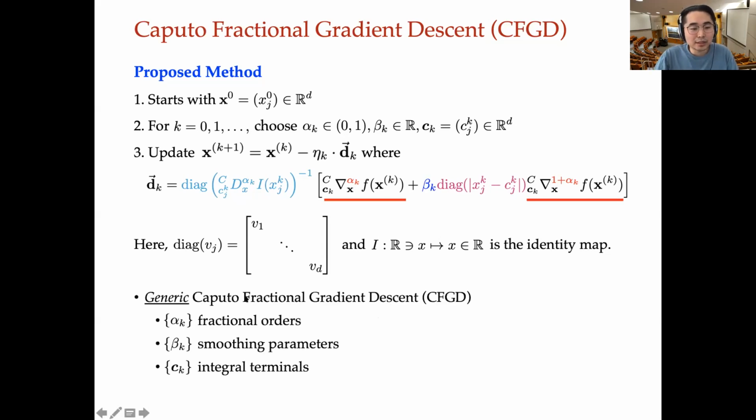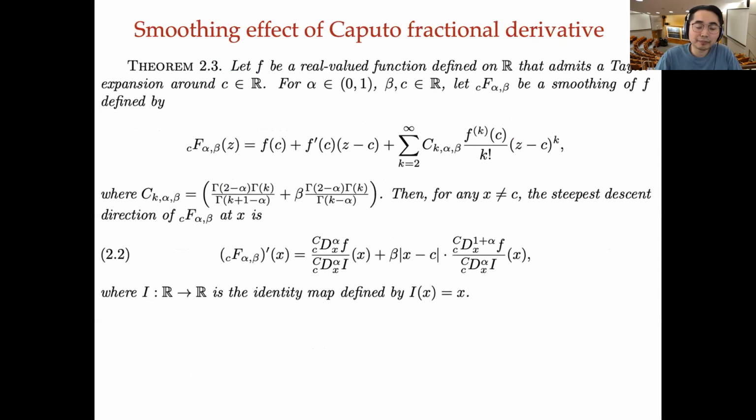I said this is a generic Caputo fractional gradient descent, and you need to choose 3 things: the fractional orders, the smoothing parameter beta, and ck. You may wonder where this direction comes from out of nowhere, because compared to the vanilla Caputo fractional gradient, this does seem to come out of nowhere. But here is the motivation and where this formula comes from.